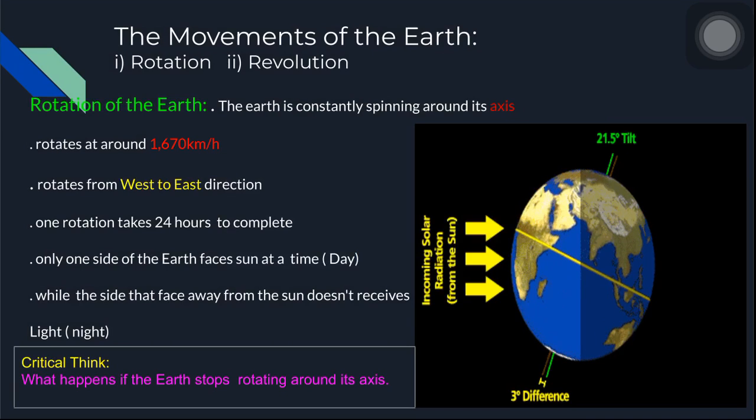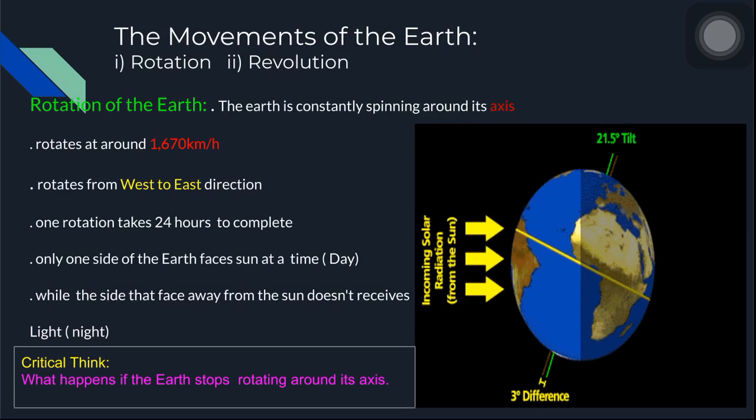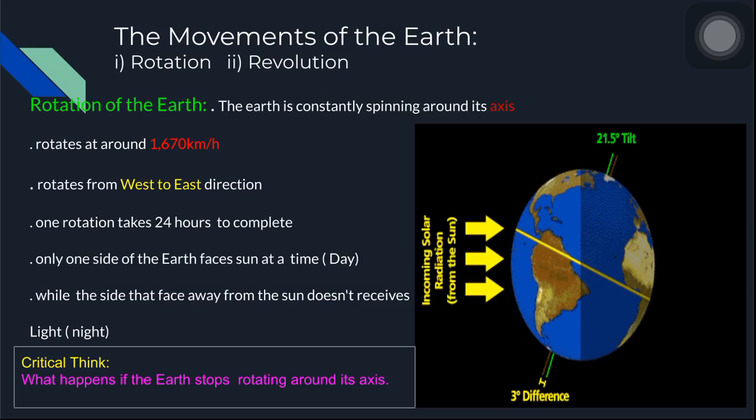The earth moves around the sun. It also spins. That is called rotation. Rotation is the act of spinning. The diagram shows how Earth rotates around its axis.